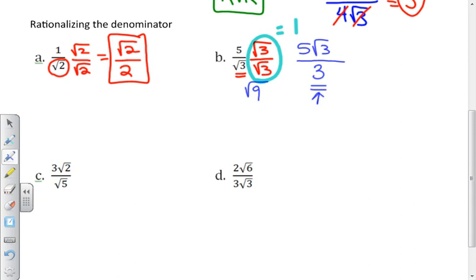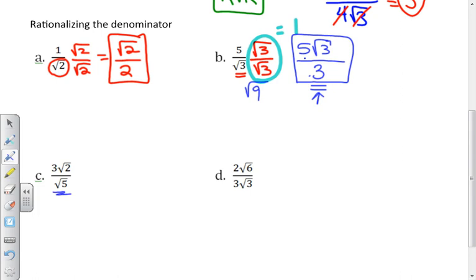5 and 3 don't have anything in common. Radical 3 and regular 3 do not cancel because radical 3 is 1 point something as a value. So it does not cancel with 3. It is its own number. So that is in lowest terms.